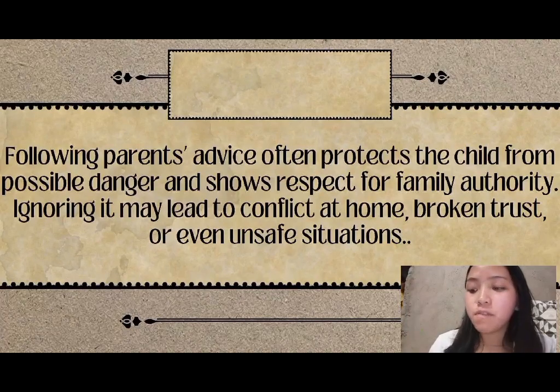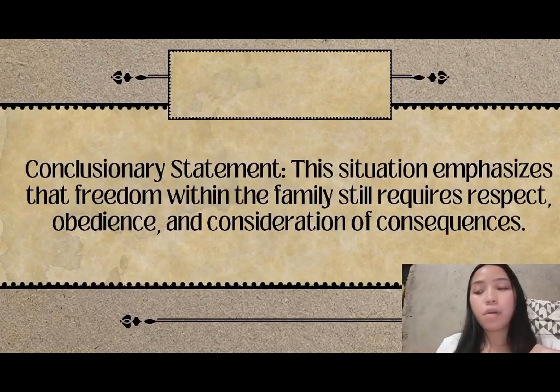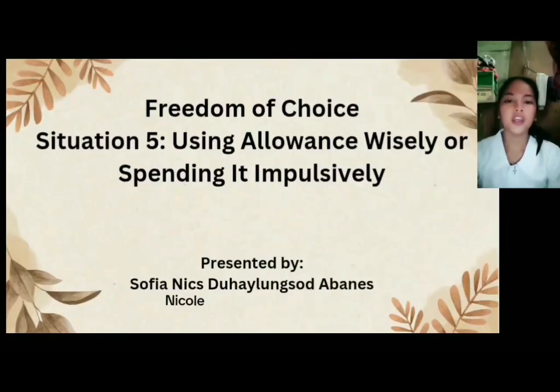So the explanation is that following parents' advice often protects the child from possible danger and shows respect for family authority. Ignoring it may lead to conflict at home, broken trust, and even unsafe situations. So our conclusionary statement is this: this situation emphasizes that freedom within the family still requires respect, obedience, and consideration of consequence.